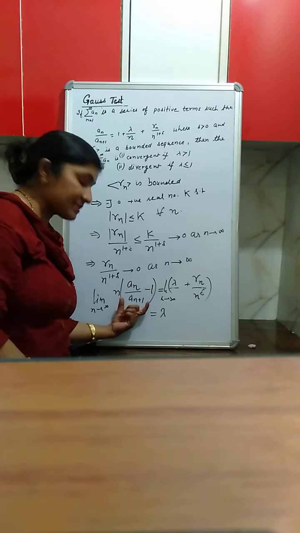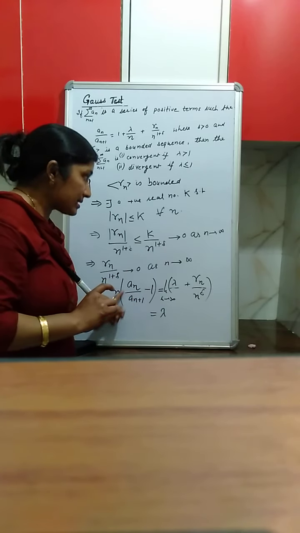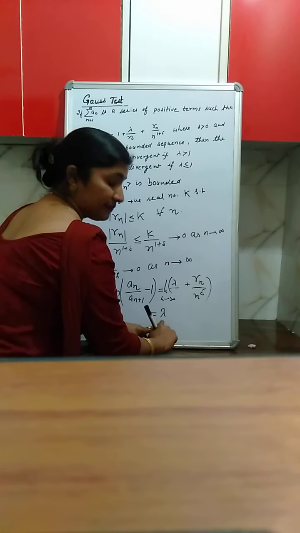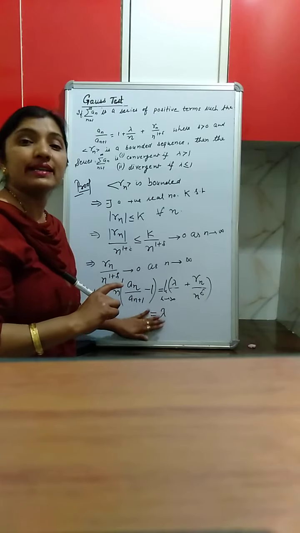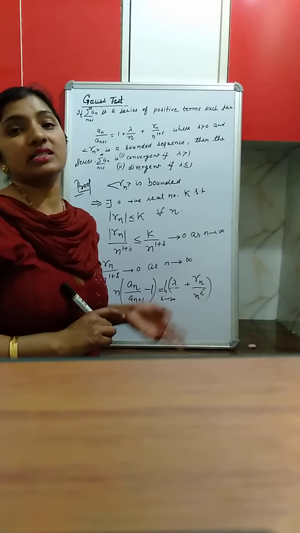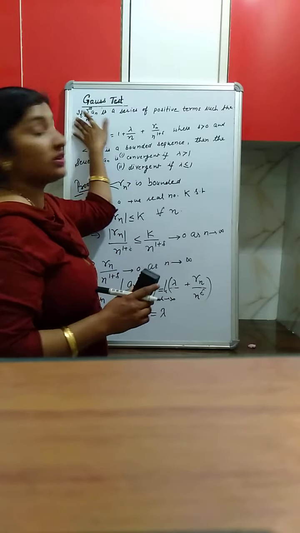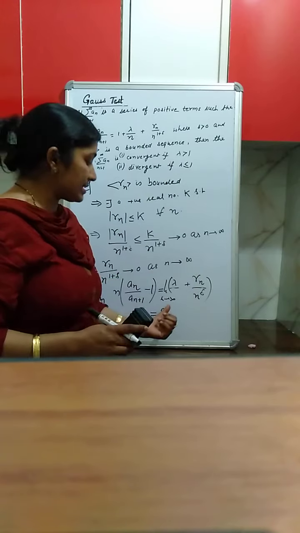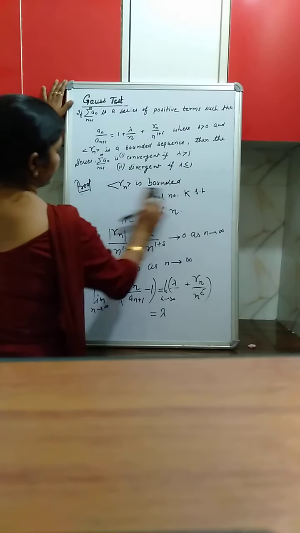And therefore this is the expression for Raabe's test, and by Raabe's test the series summation a_n is convergent if lambda is greater than 1 and divergent if lambda is less than 1, and Raabe's test fails when lambda is equal to 1. It is clear that this series is convergent if lambda is greater than 1, divergent if lambda is less than 1. Now what about lambda equal to 1?